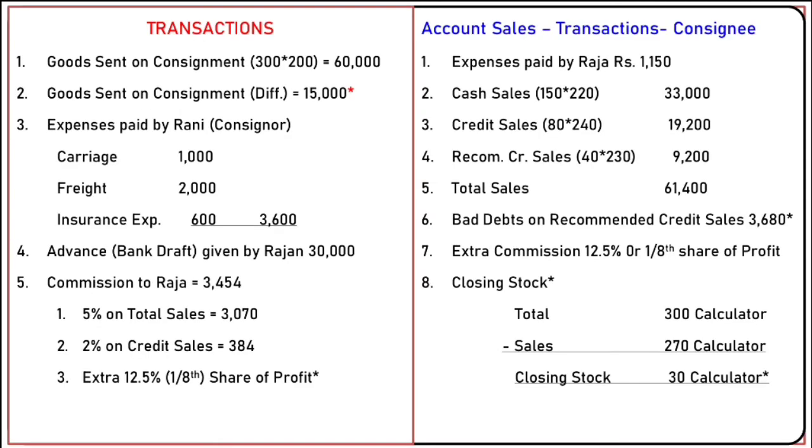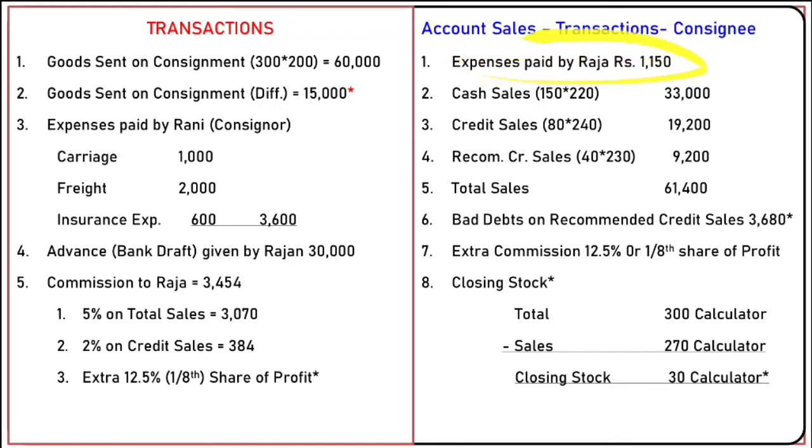So we have these transactions. On the basis of all these transactions, we have to prepare consignment account and consignees account. Goods sent on consignment 60,000. Goods sent on consignment difference 15,000. Expenses paid by consignor 3,600. Advance 30,000. Commission to Raja 3,454. આ એક્સ્ટ્રા કમિશન હજુ કેલ્ક્યુલેશન કરવાનું બાકી છે.